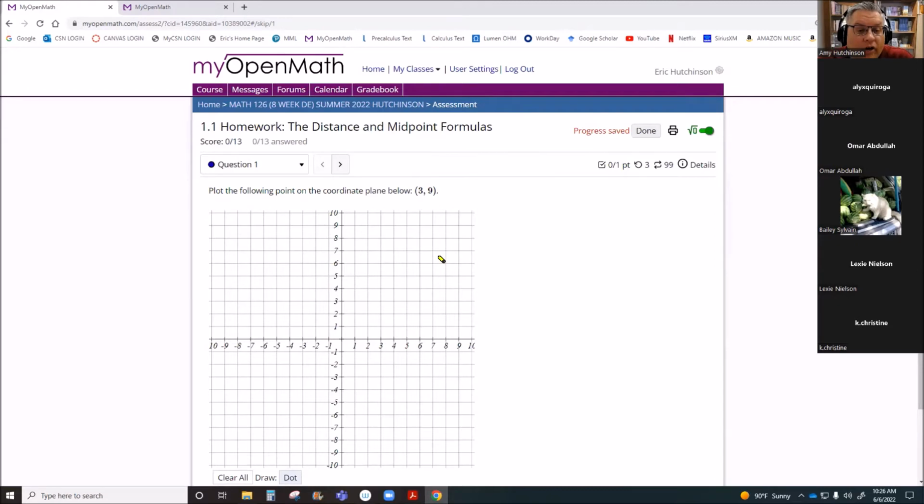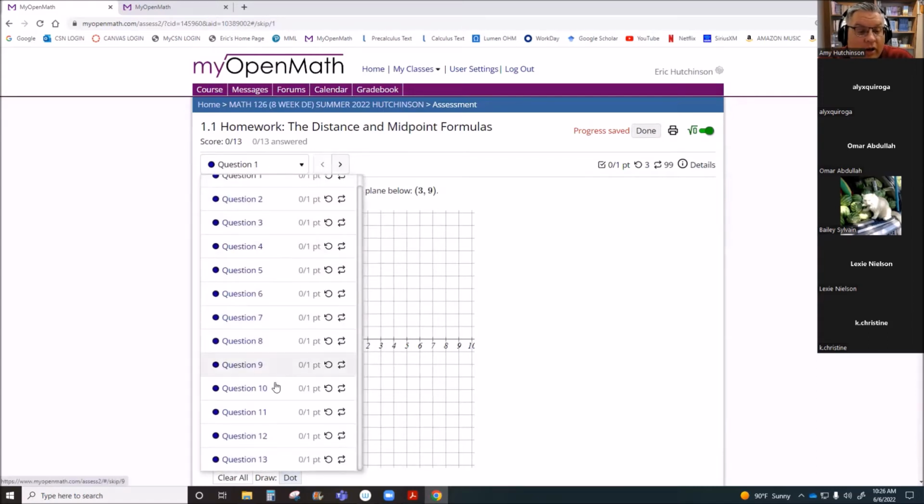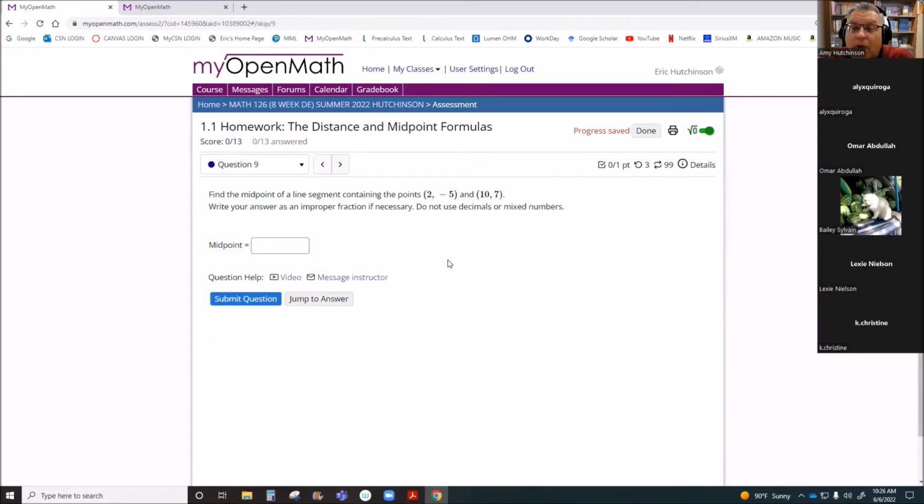Okay, so you can navigate the different questions by hitting the arrow here, going to question 2, question 3, and so forth. Or you can just click here, and if you want to jump to a particular problem, you certainly can. Now, underneath each of the questions you're going to notice some question help options. Message instructor is what you want to use if you have a question on this particular problem, because that's going to send me the exact problem you're working on, and then I'll be able to answer your question.